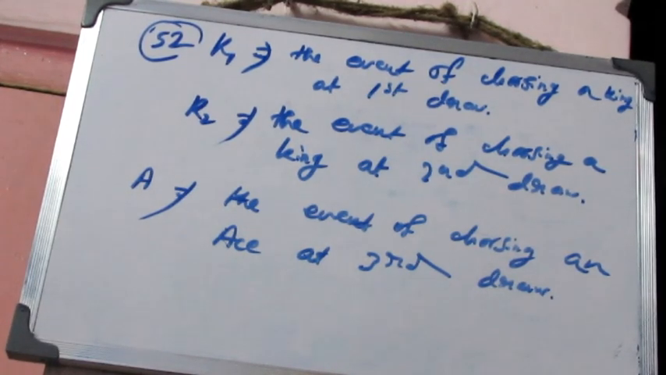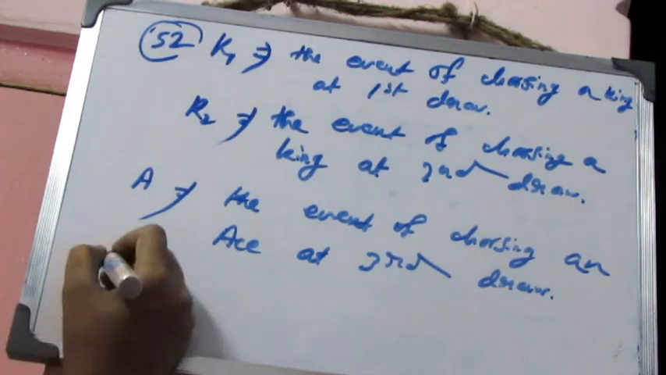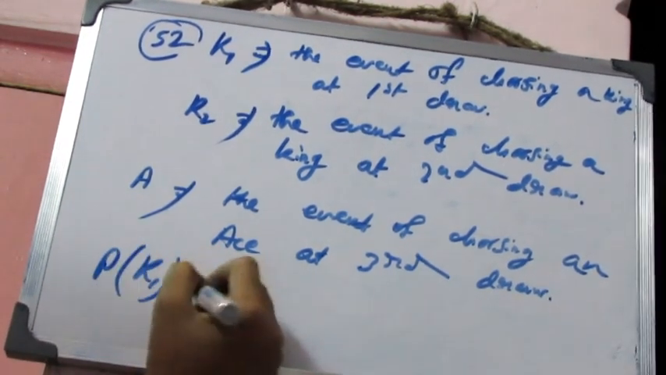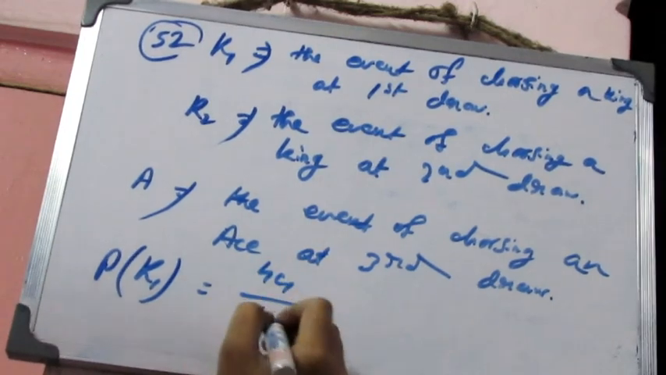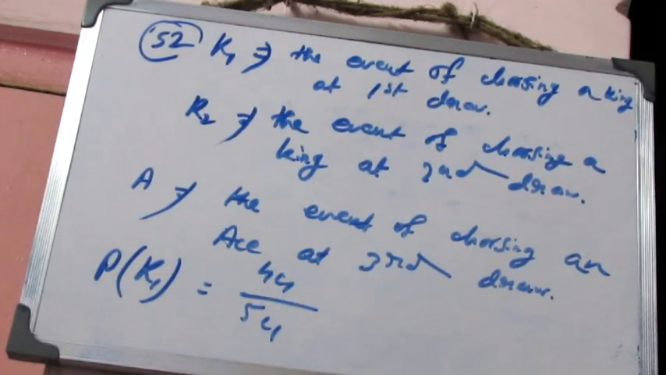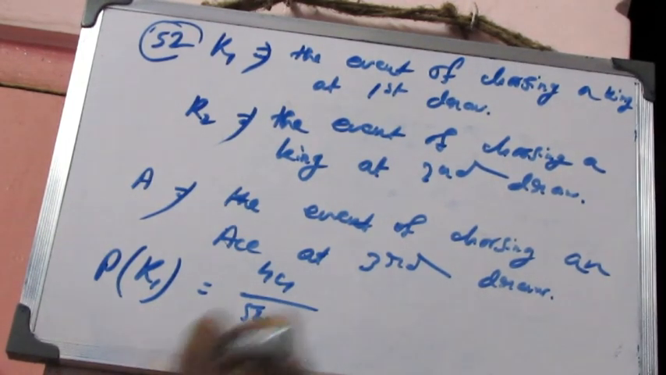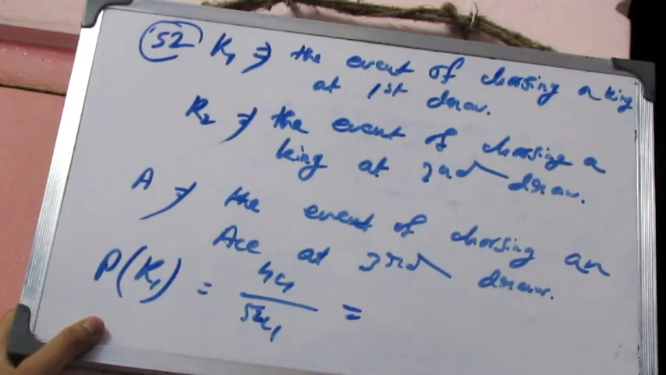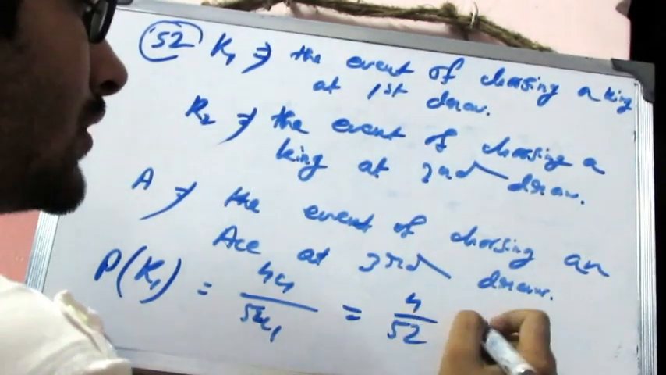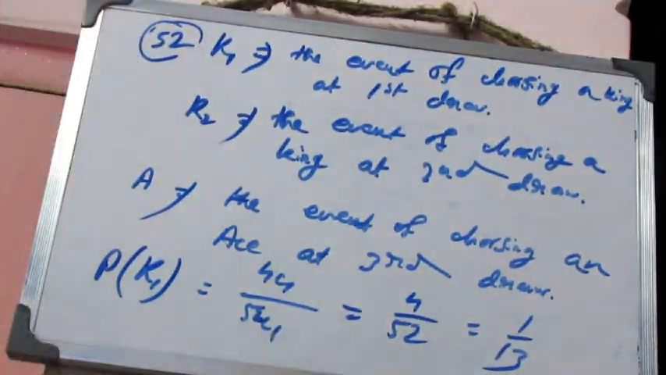Now out of 52 cards we are choosing one king. That means there are 4 kings in all and we are choosing one king from that. So the probability of K1 will be 4C1 by 52C1, because we are choosing one king out of 4 kings and one card from 52 cards. That means 4 by 52, which is equal to 1 by 13.